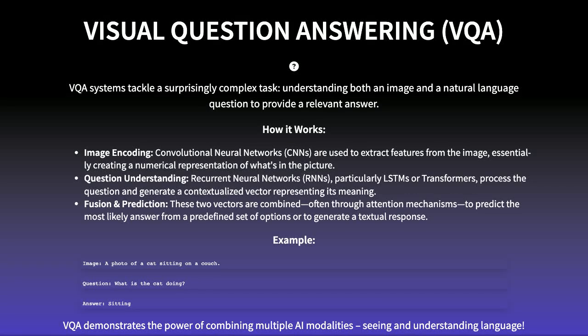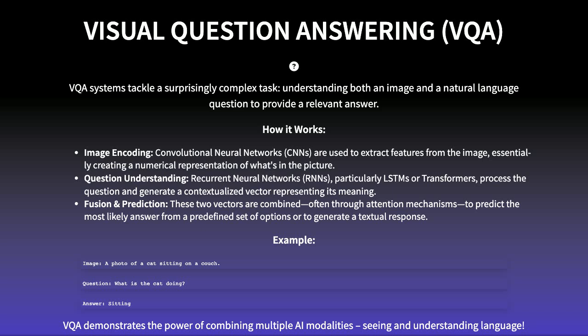Let's dive into visual question answering, or VQA. It's a really fascinating area where we teach computers to actually understand images and answer questions about them in natural language. Basically, we feed an image and a question to the system, and it needs to figure out the right response. The process starts with using a CNN.